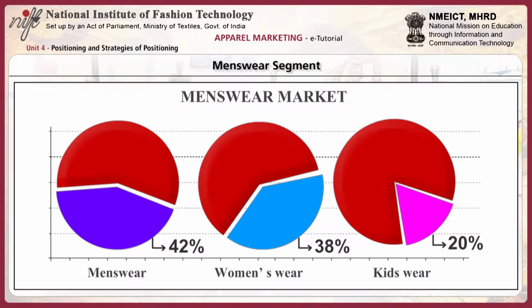With a market size of 87,500 crore, that is close to 16 billion US dollars in 2012, menswear is the largest segment in India's apparel market, accounting for 42% of the overall market. In comparison, women's wear makes up 38%, while kids wear comprises 20% of the market.